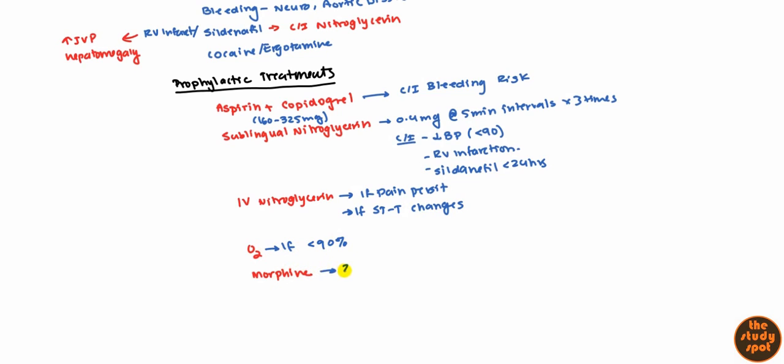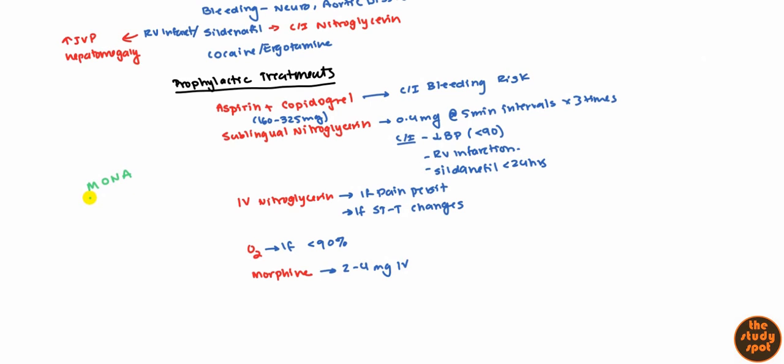That will help with the pain. You generally give 2 to 4 milligrams IV, and this will also help control the tachycardia and all those things if the patient is calmer and more relaxed. The mnemonic for this is MONA. This is what I use. M for morphine, O for oxygen, N for nitroglycerin, and A for aspirin, and now clopidogrel. So you want to think of that as well.